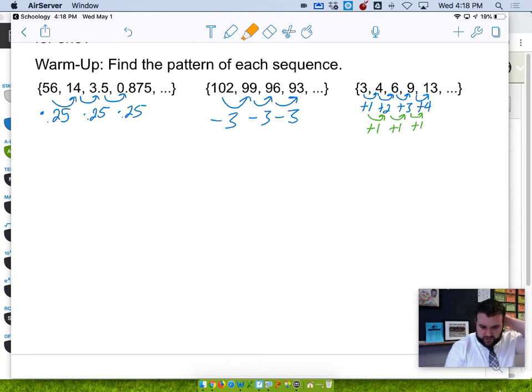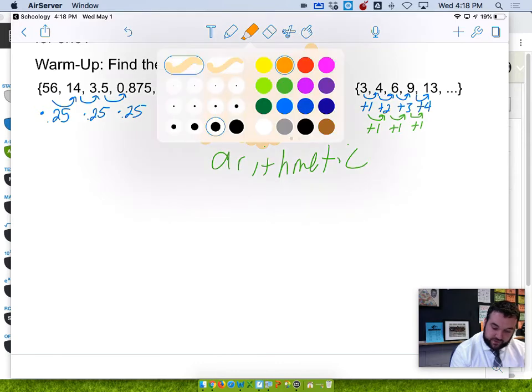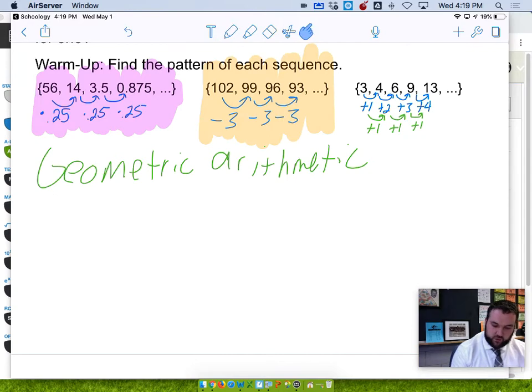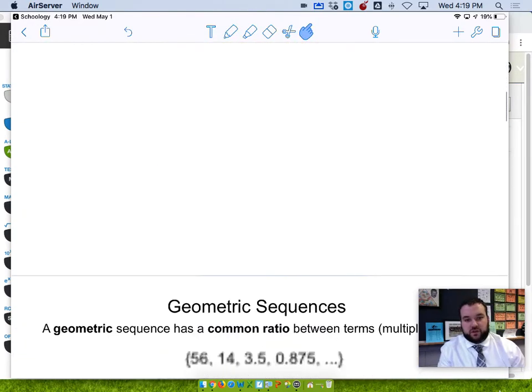So yesterday in 9.2, it was all about these sequences. This is what we call arithmetic. And today is all about the next sequence, which we call geometric. And that's because the pattern is multiplication, or sometimes you can think of it as division, but we're going to focus on multiplying. Okay, so we've actually kind of already done the definition.